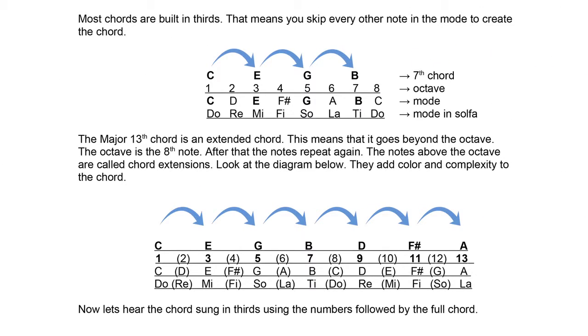Most chords are built in thirds. That means you skip every other note in the mode to create the chord. The major 13th chord is an extended chord. This means that it goes beyond the octave. The octave is the eighth note. After that, the notes repeat again. The notes above the octave are called chord extensions.